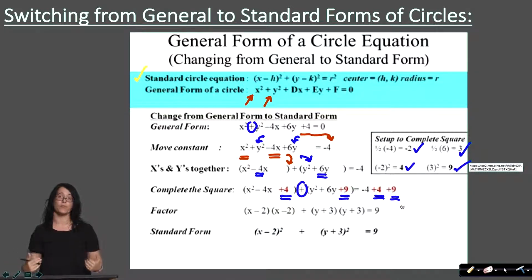Now, if you need further review with completing the square, feel free to contact me, and I will get you some more resources to practice that. You can also come to my office, and there's some nice visualizations I have for you if you ever want to play with different building blocks and see it happen in real life. Okay, so here we go.